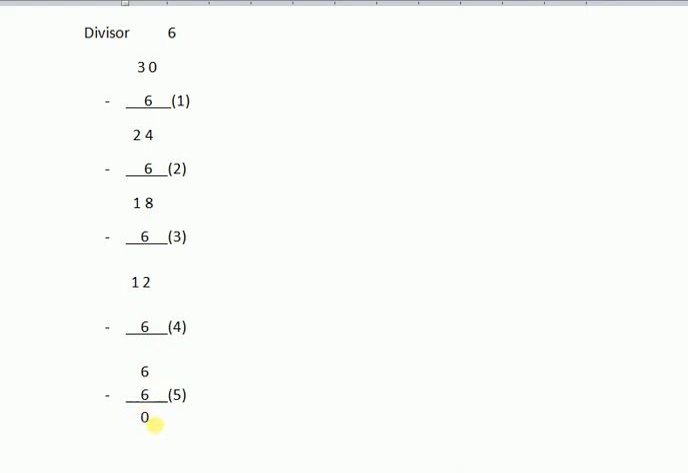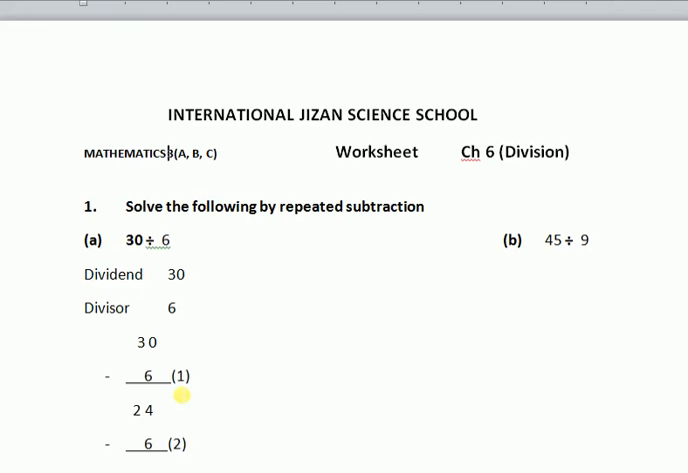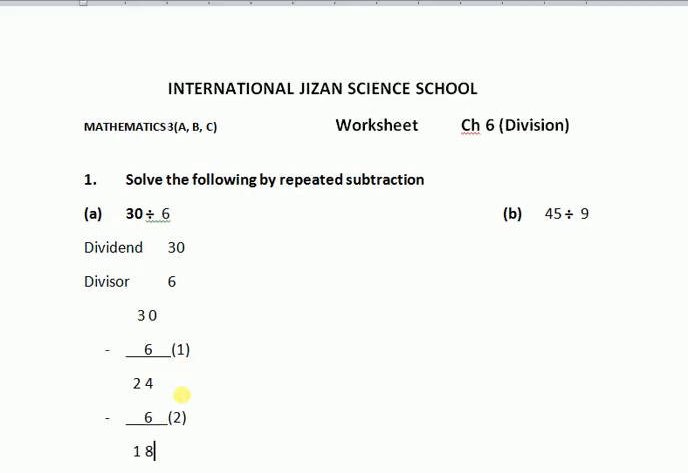You have to subtract until this 0 comes, and you have to count how many times you subtracted. 1, 2, 3, 4, 5. So your answer is 5.